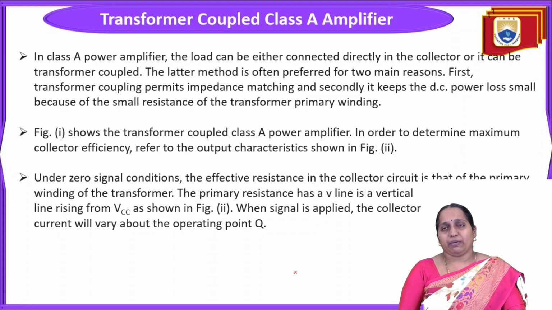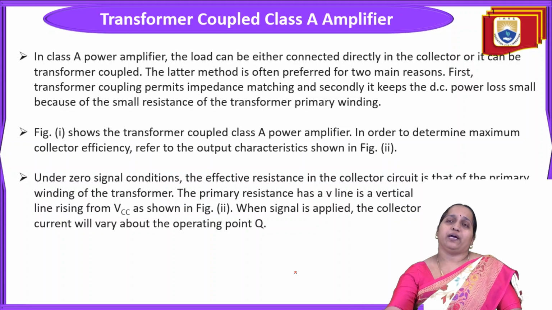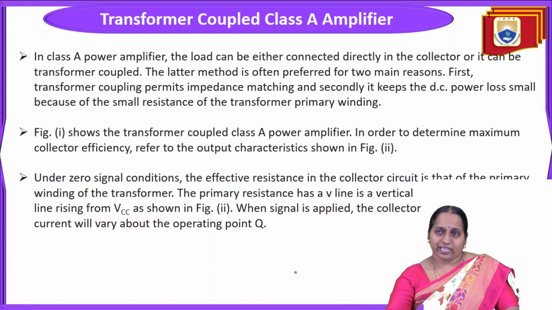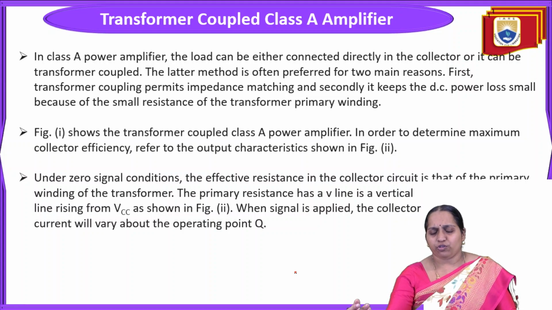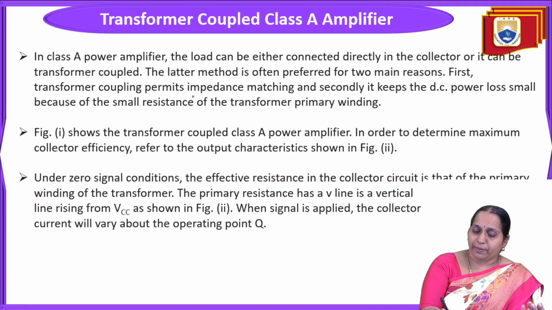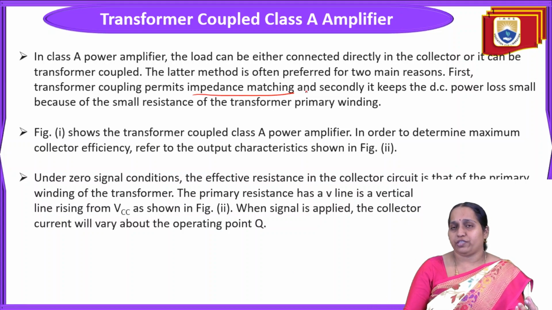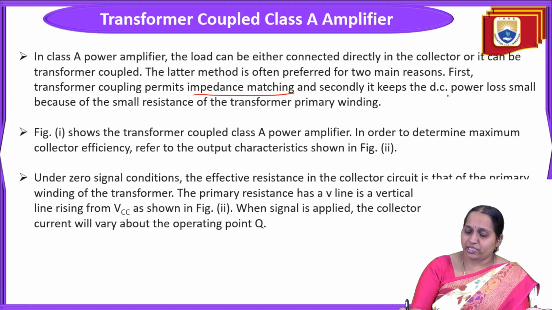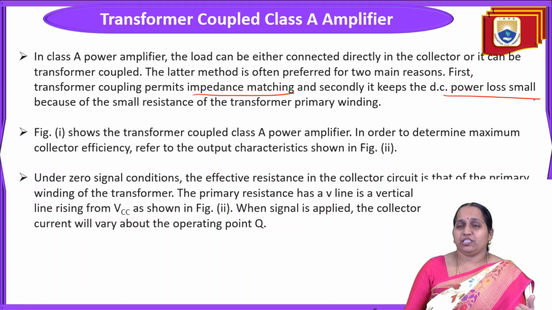In a class A power amplifier, the load can be either connected directly in the collector, as we have seen for series fed, or it can be a transformer coupled load. It is always preferable to use the transformer coupled one for two main reasons. First, the transformer coupling permits impedance matching, so impedance matching will be good. And secondly, it keeps the DC power loss small, that is, wastage of power will be less in a transformer coupled class A amplifier.